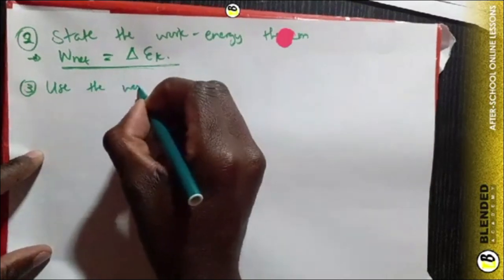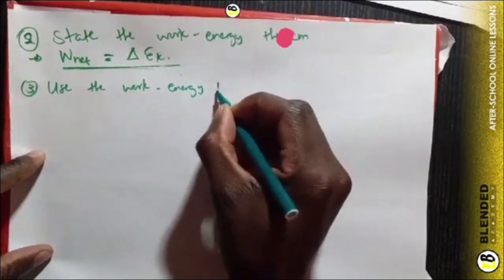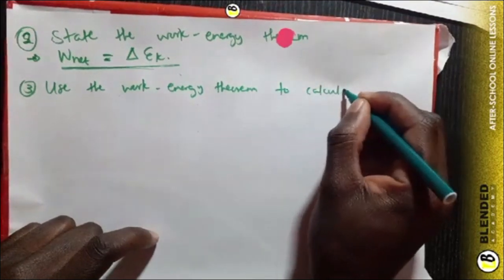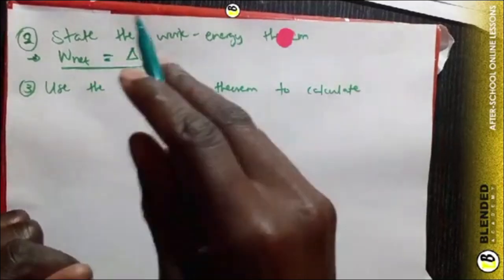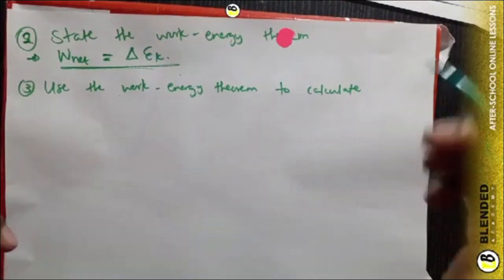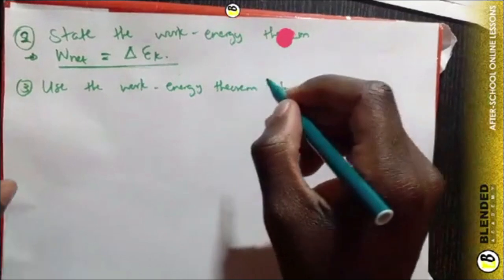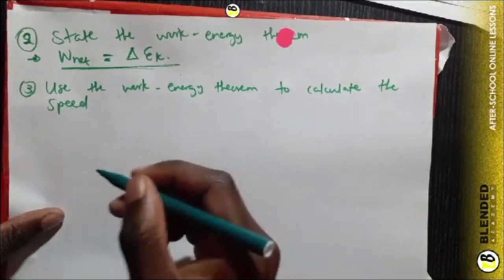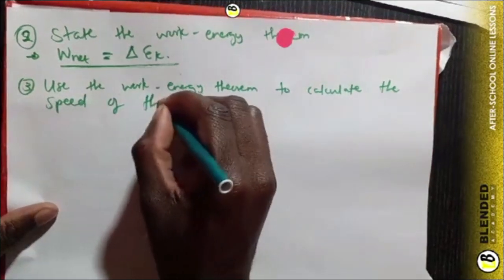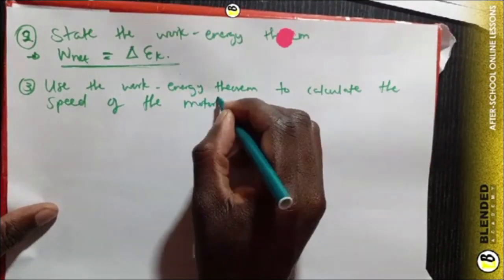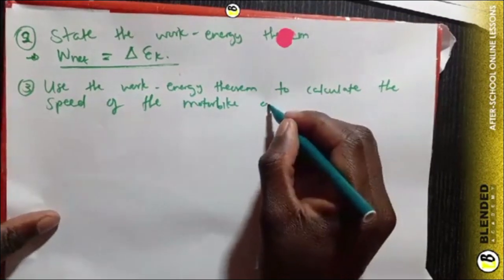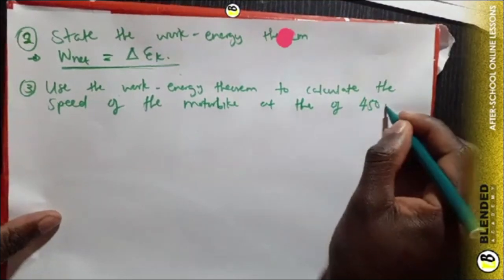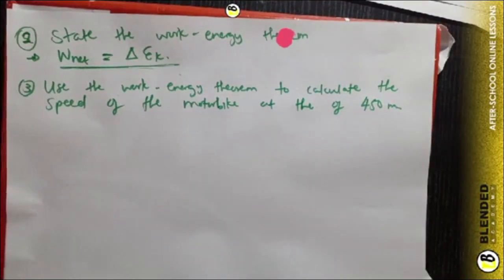So now the next question says, use the work energy theorem to calculate the speed of the motorbike at the end of the ride, at the end of the 450 meters. You see, you're being referred to the theorem that we stated above. So you're required to use it to calculate the speed.